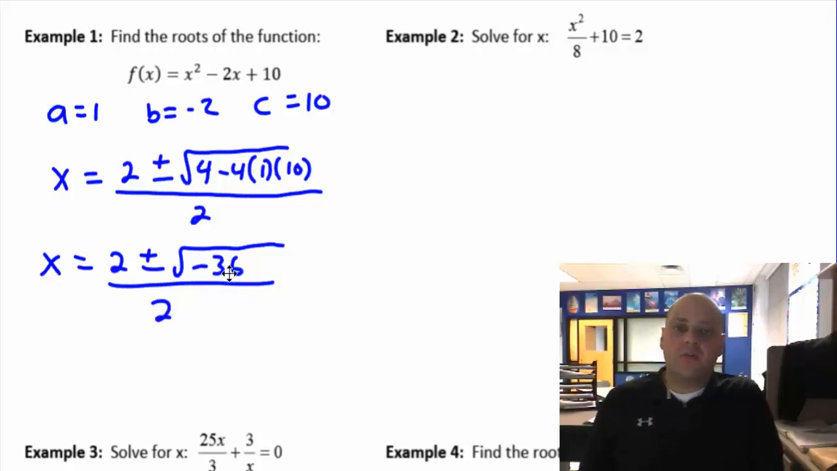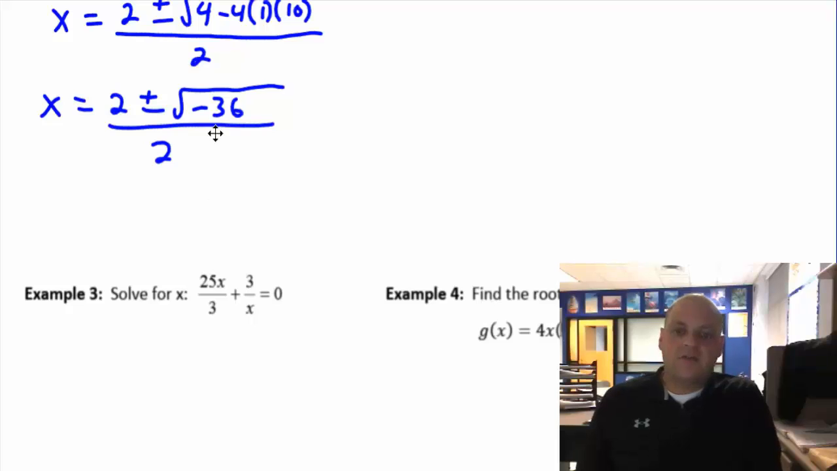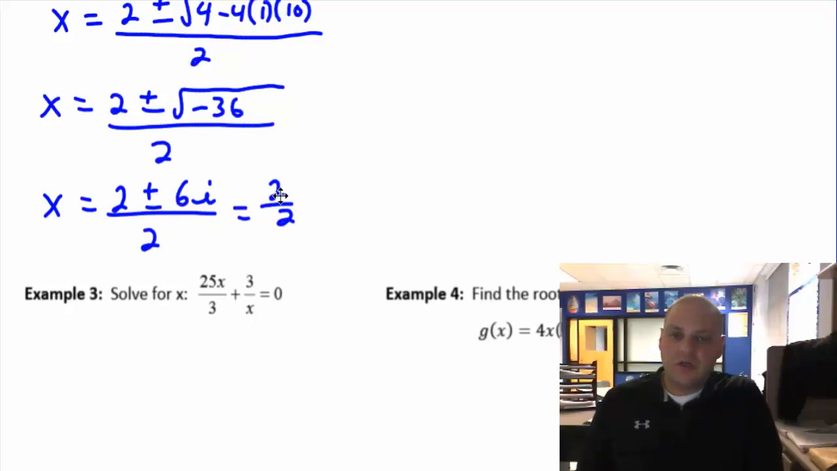And there's that negative under the radical. We've never seen that before. This is the first time you will have seen that, because we have a negative radical, or we have imaginary roots. 2 plus minus, that's going to be 6i. Radical 36 is 6i. We already know that. Over 2. And then we could simplify by writing it as 2 over 2 plus minus 6i over 2.